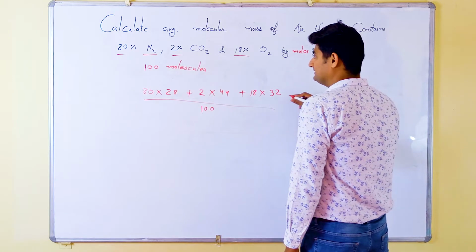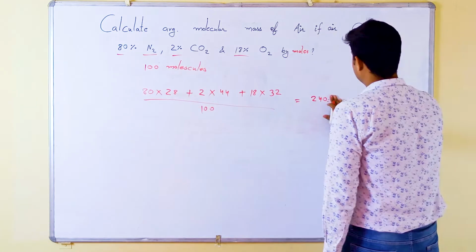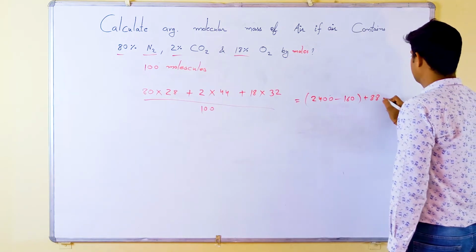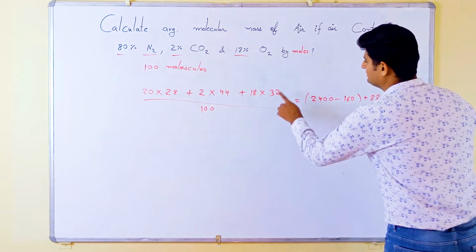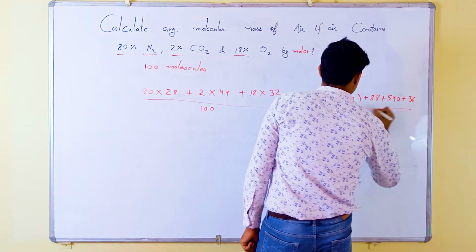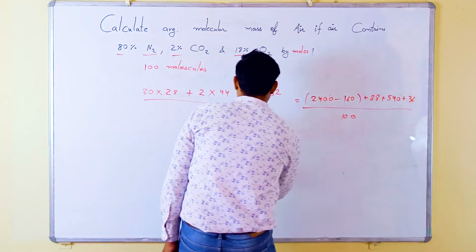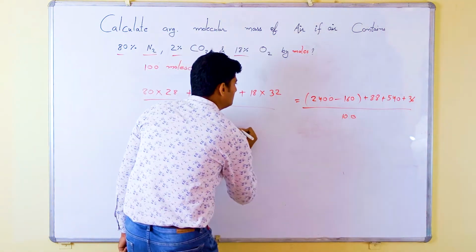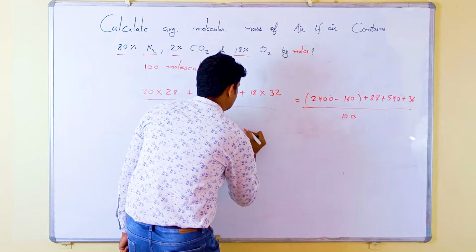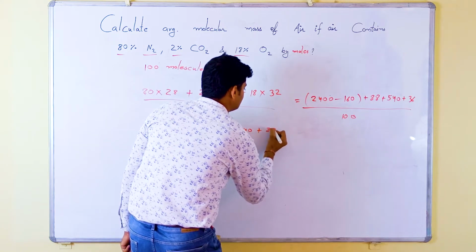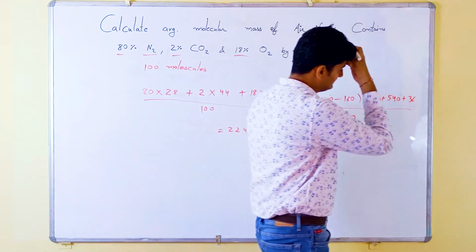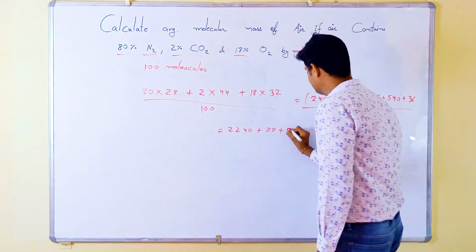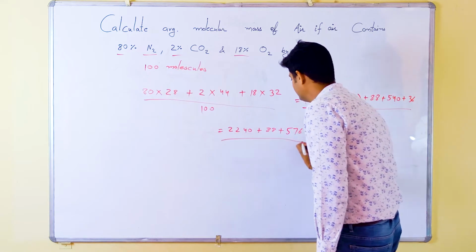So I am doing it as 2240 plus 88 plus 540 plus 36, divided by 100. So just try to do the calculation. What value am I getting? 2240 plus 88 plus 540 plus 36. It should come as 576 divided by 100.